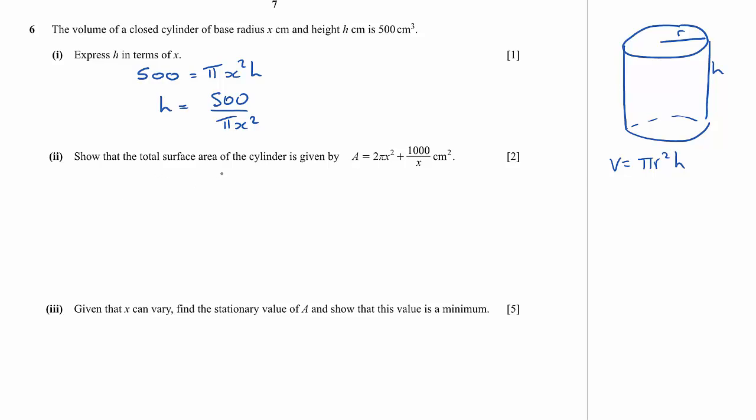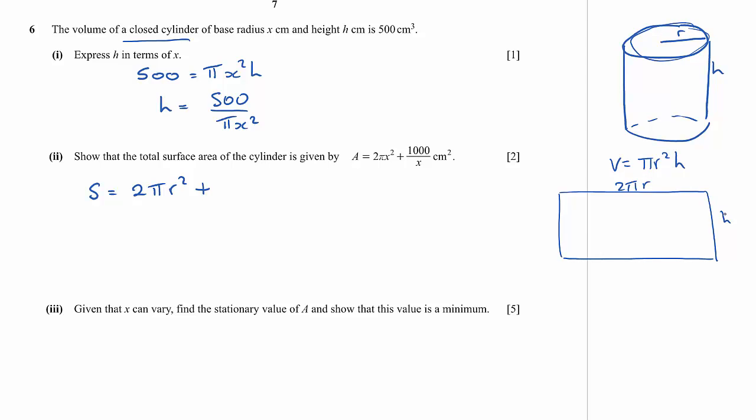Show that the total surface area of the cylinder is given by this expression here. Now, it's a closed cylinder, which means it has a top and a bottom. So the surface area is made up of two circles, top and bottom, and the curved surface. Now, the curved surface of a cylinder, if you unroll a toilet roll or something, you find you've got a rectangle. And the top edge is 2 pi r, which is the circumference here, and the height is h. So it's 2 pi r h for the curved surface.